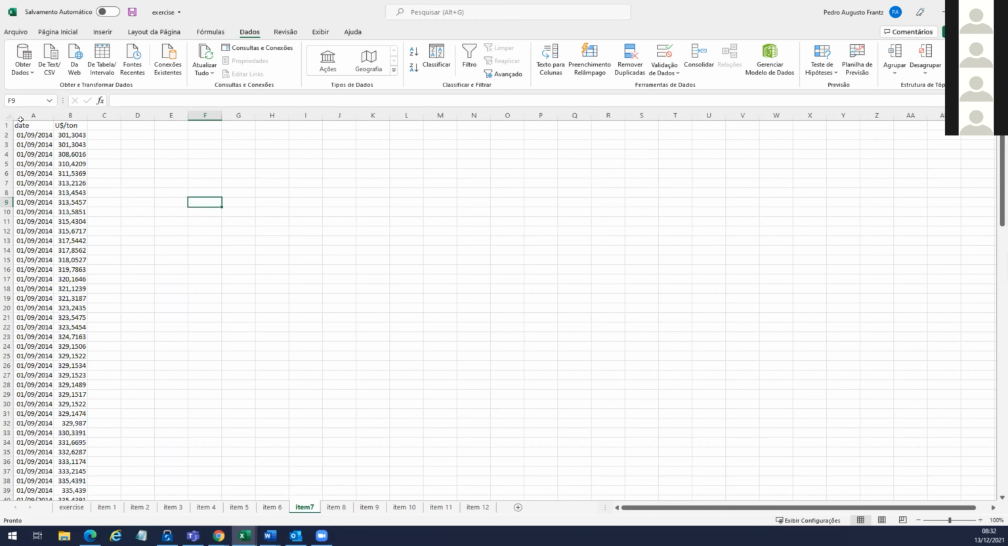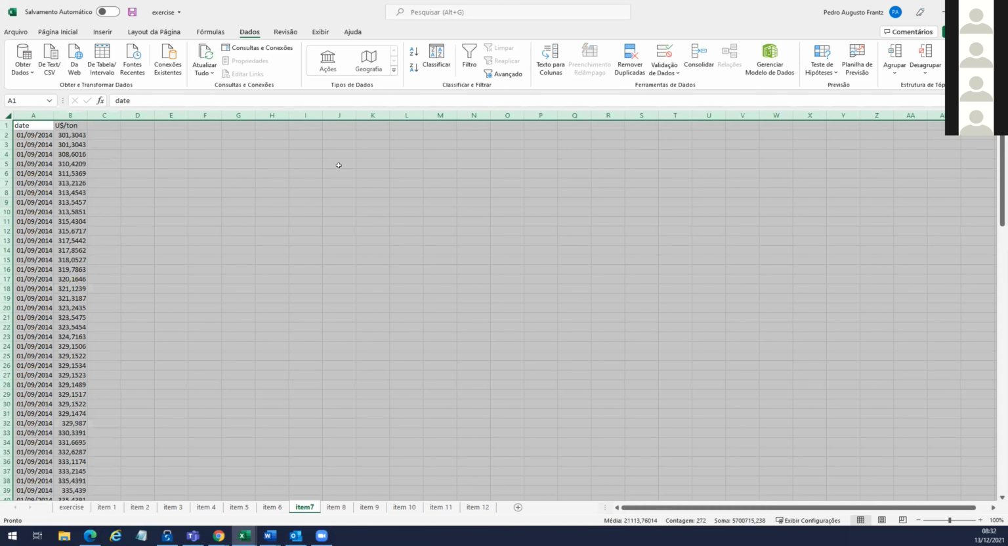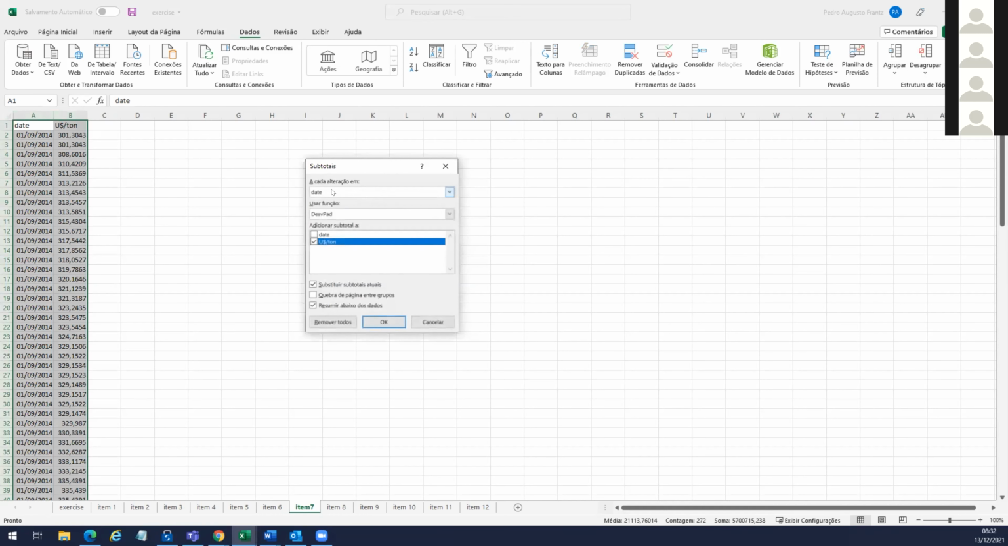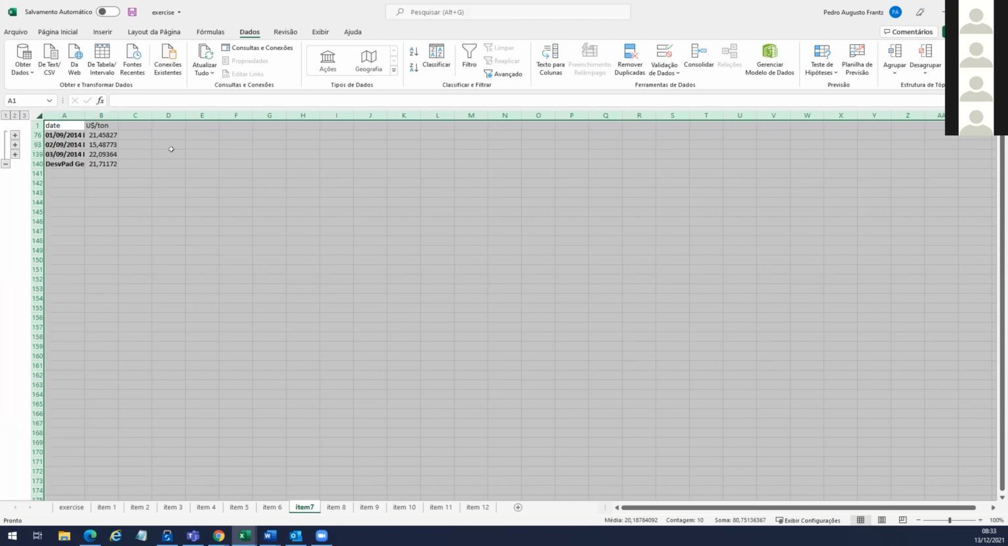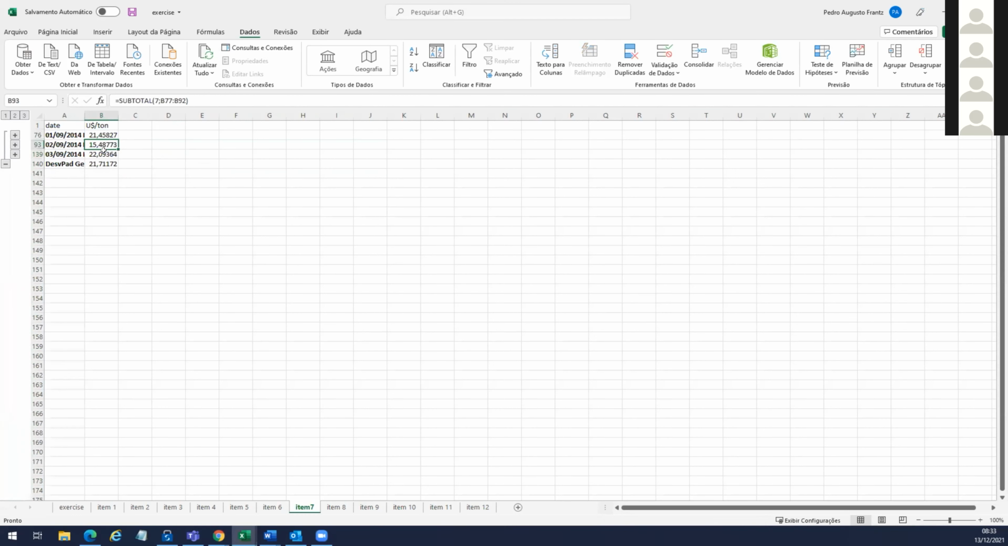Then I will do the same thing I did in item 5. Mark all the sheet, data, subtotal. Each alteration in date, I will take the standard deviation of the US by ton. Then the program will aggregate by day and calculate the standard deviation. Okay. The same thing that I did in item 5. I will choose item 2 on the left and obtain the standard deviation by day. And we will use it in our formula. Pedro.